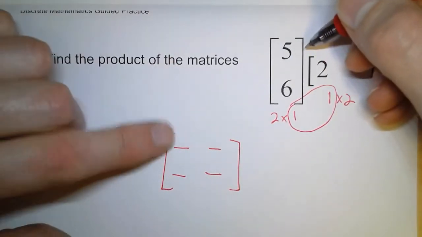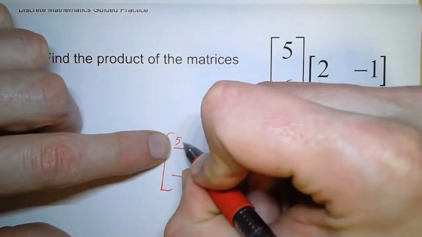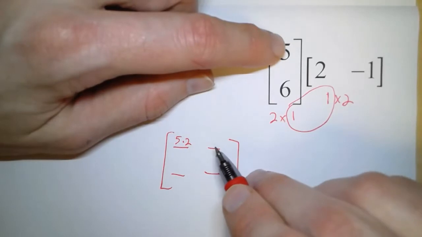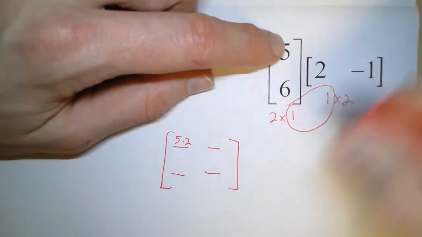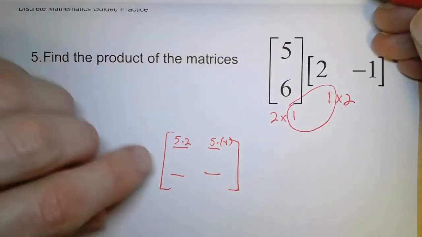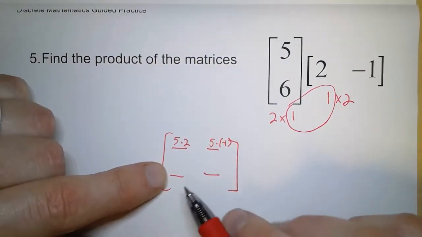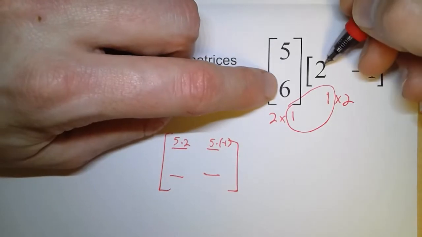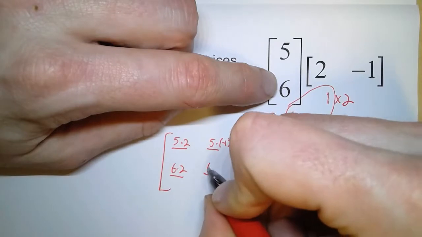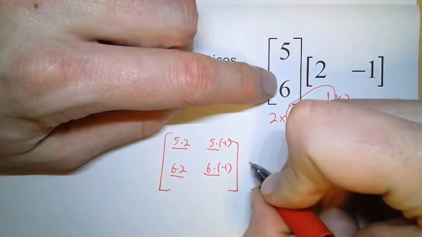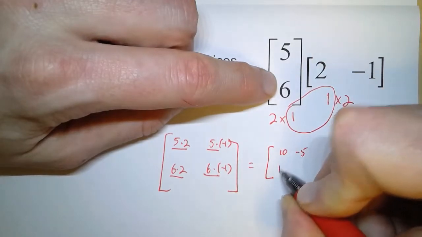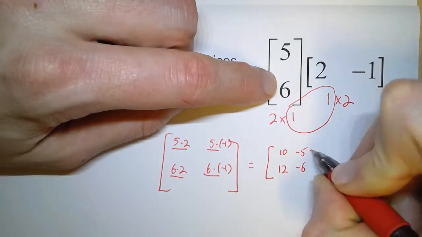For our first row, first column, we're just going to multiply 5 times 2. For this first row and the second column, I'm going to multiply 5 times negative 1. Going down to the second row, now we're going to use 6. And so we have 6 times 2, and we have 6 times negative 1. So that means we have 10 and negative 5, and 12 and negative 6.